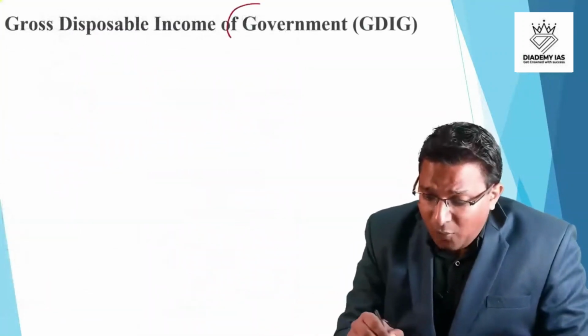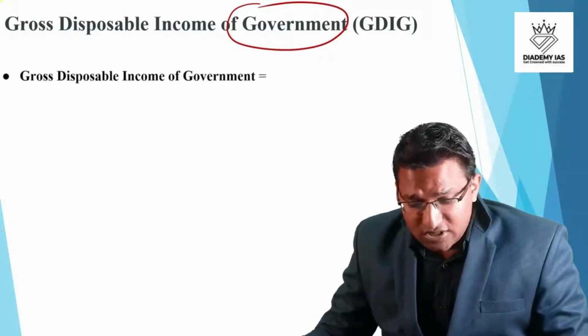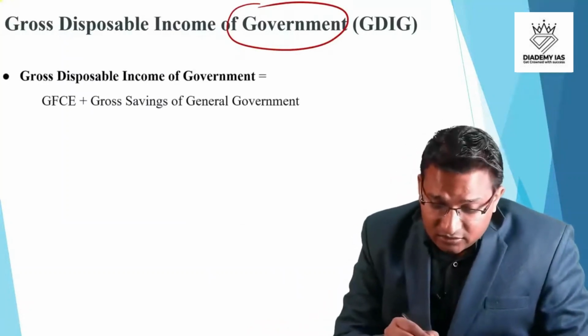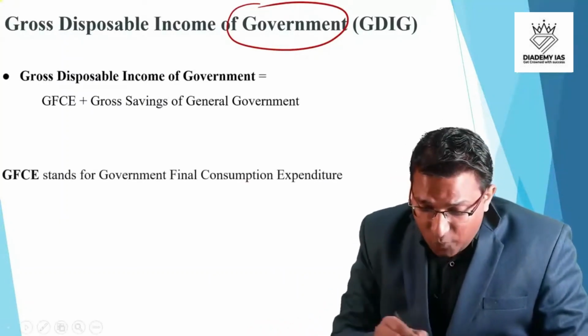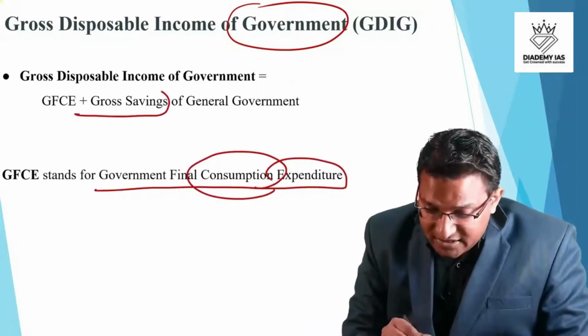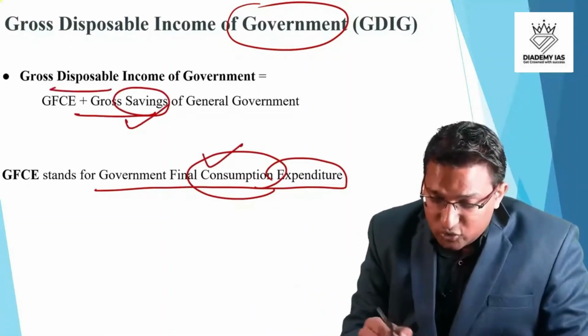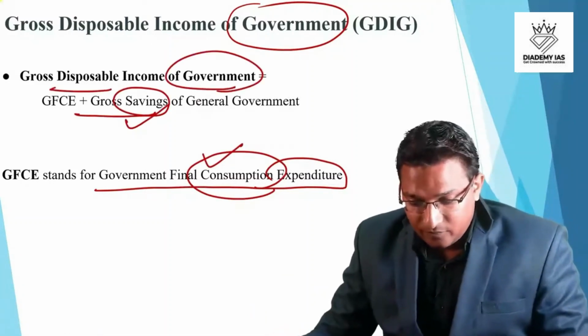Gross disposable income of the government. This is part of the disposable income. So gross disposable income of the government is the government final consumption expenditure, so the government's consumption plus the government's saving, right? So the government's consumption plus government saving is equal to the gross disposable income of the government.